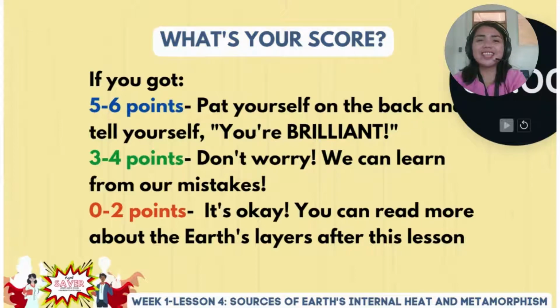What's your score? If you got 5 to 6 points, pat yourself on the back and tell yourself you're brilliant. If you got 3 to 4 points, don't worry, we can learn from our mistakes. If you got 0 to 2 points, it's okay. You can read more about the Earth's layers after this lesson.